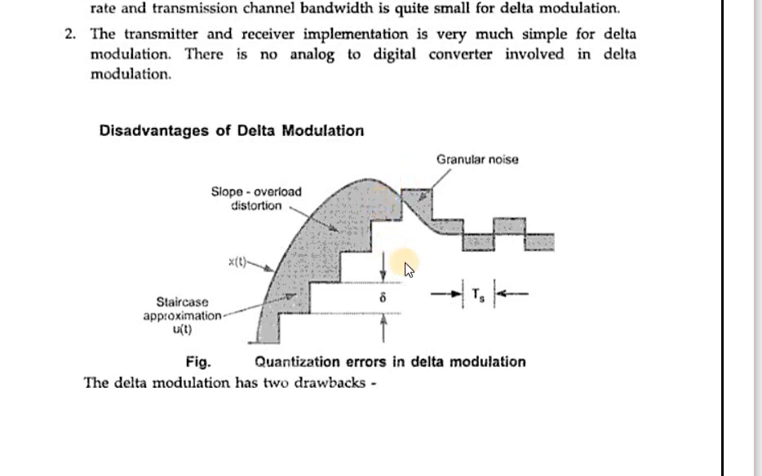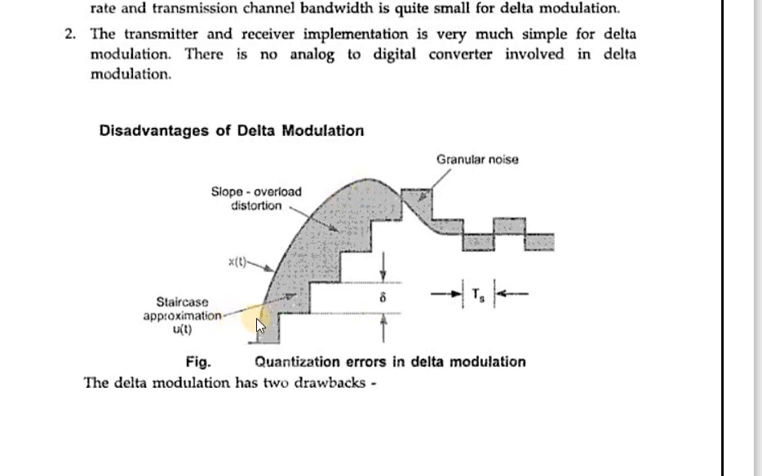So what you have to do to overcome these errors is make the step size delta adaptive to the variations in the input signal, which you can also call x of t. This is the x of t. The step size delta is made adaptive, meaning it can be changed according to the input signal.